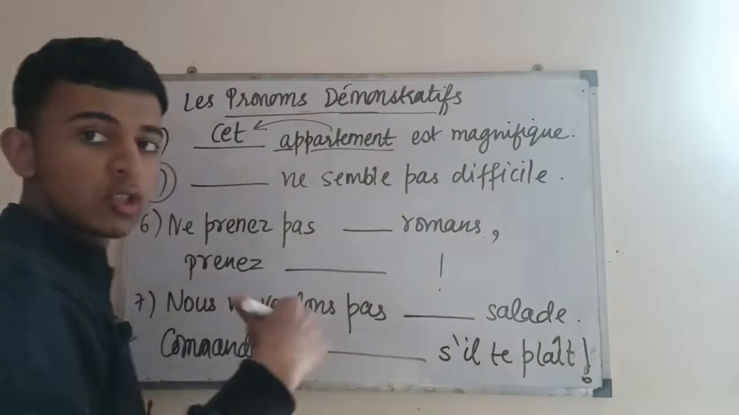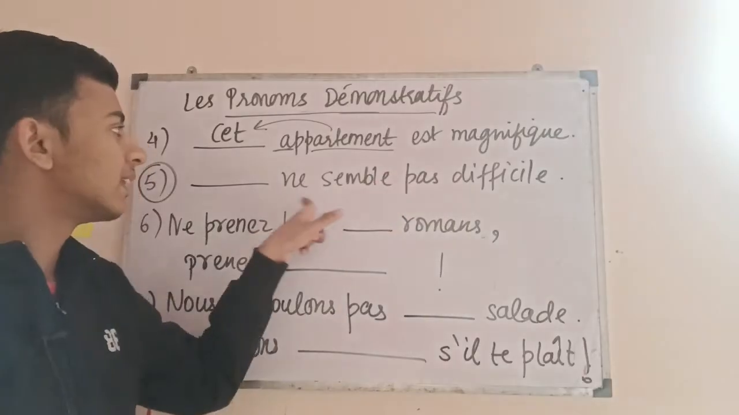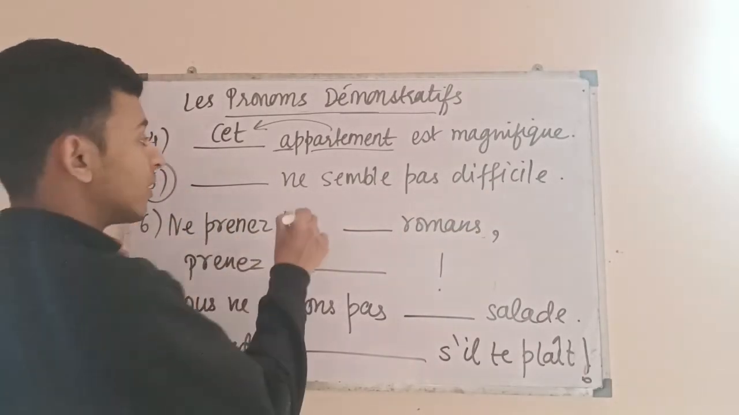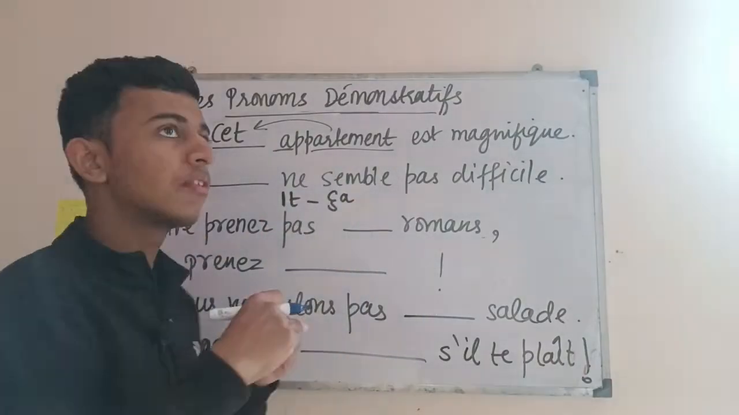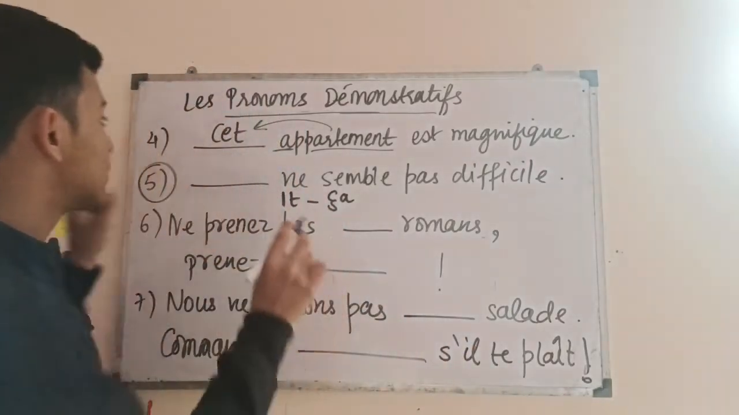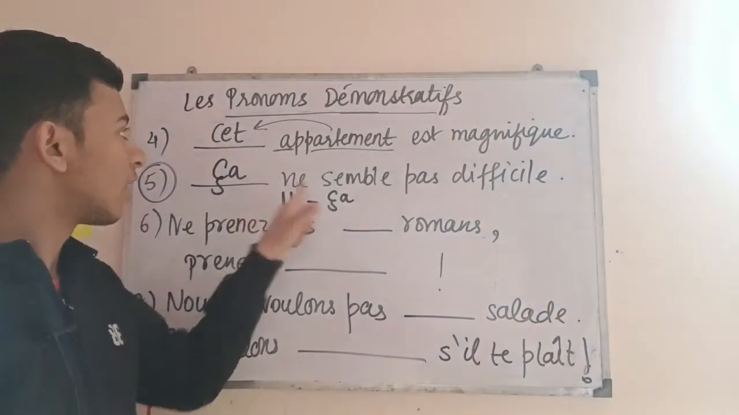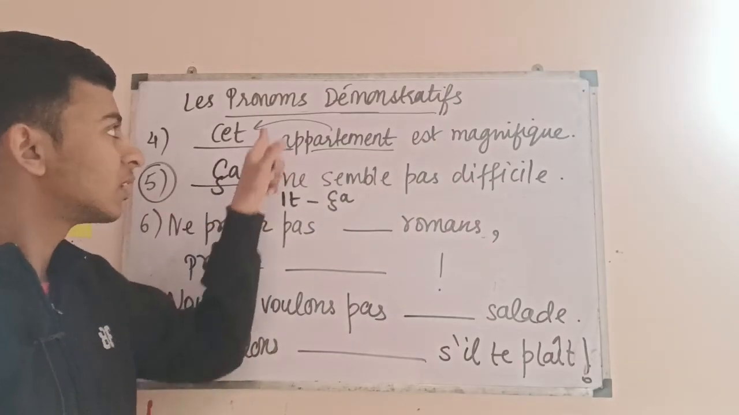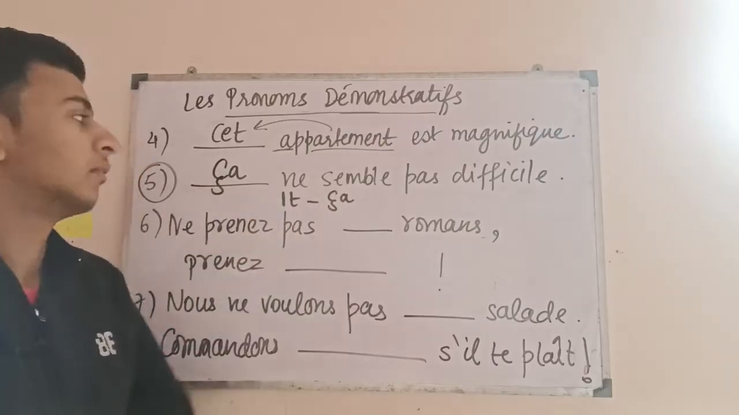Fifth is a special case which I wanted to explain through the question format only. Dash ne semble pas difficile. Dash is not looking difficult. So remember, it in French is ça. Like you would have heard, ça ne marche pas bien, it's not going well, ça. So in these situations, always write ça. After this, if a verb is there, then we use ça. Always remember, if a blank is given in pronom démonstratif or adjectif démonstratif concepts, we always use ça.